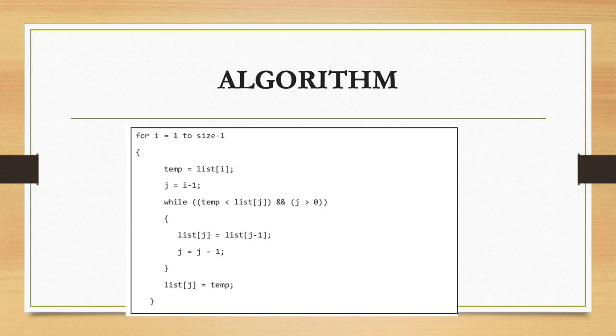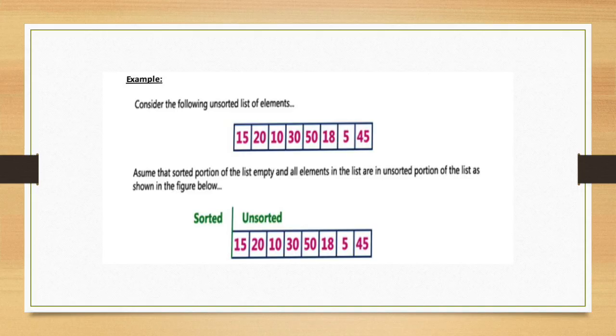The remaining part is our pseudocode for insertion sort. Now here we are going to consider the following unsorted list of elements: 15, 20, 10, 30, 50, 18, 5 and 45. These are arranged in a random order without following any ascending or descending order.